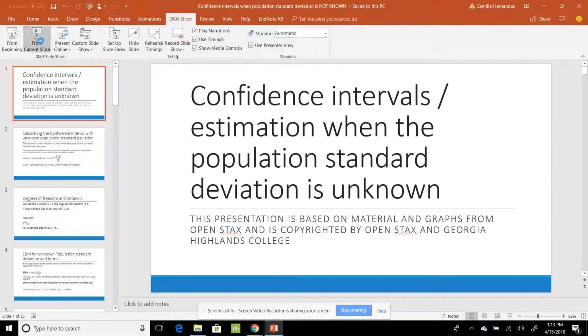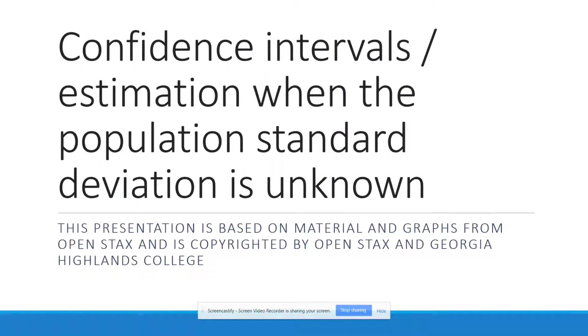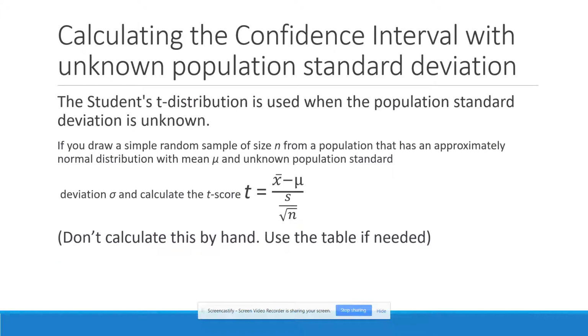So let's keep going, and now we're going to do it for confidence intervals when we don't know the population standard deviation. So when we don't know the population standard deviation, we have to use something called a student t-distribution. So if you draw a simple random sample of size n from a population that is approximately a normal distribution with a population mean and an unknown population standard deviation, you calculate something called the t-score.